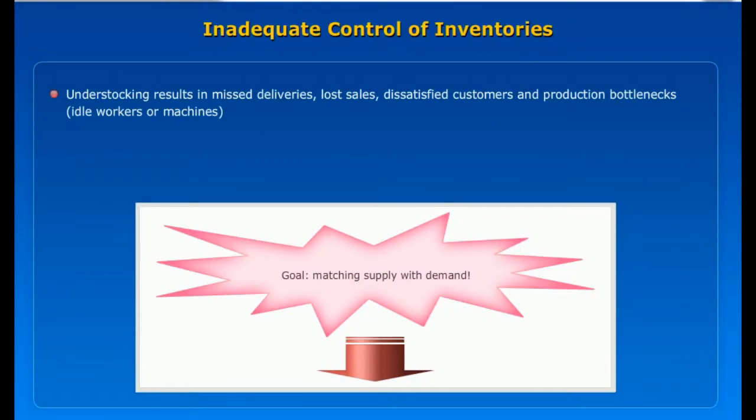Inadequate control of inventories. Understocking results in missed deliveries, lost sales, dissatisfied customers, and production bottlenecks, with idle workers and machines. Overstocking ties up funds that might be more productive elsewhere.